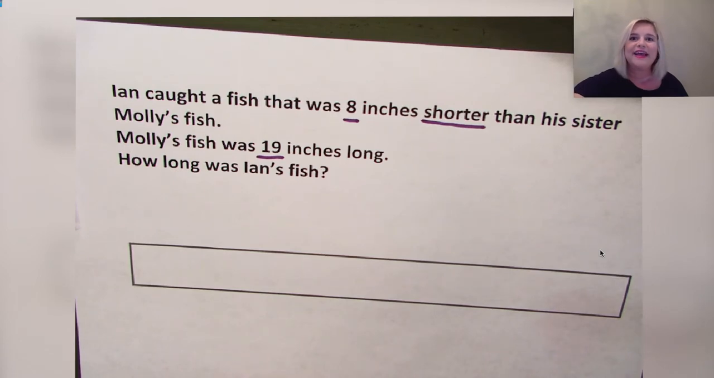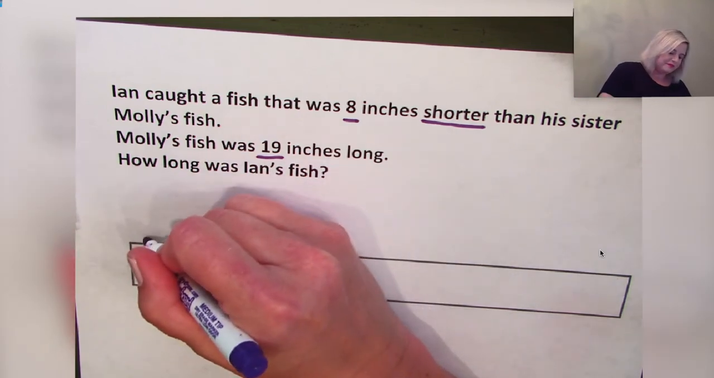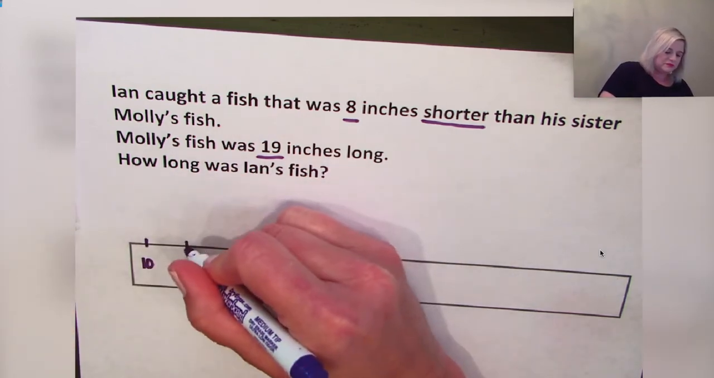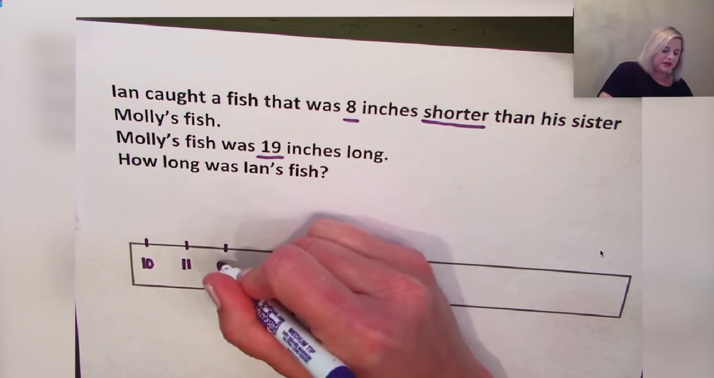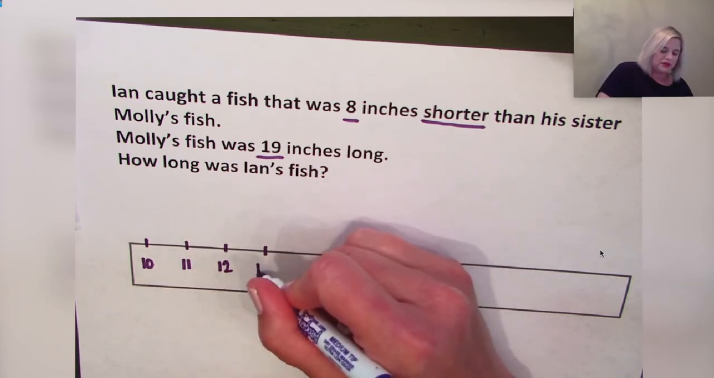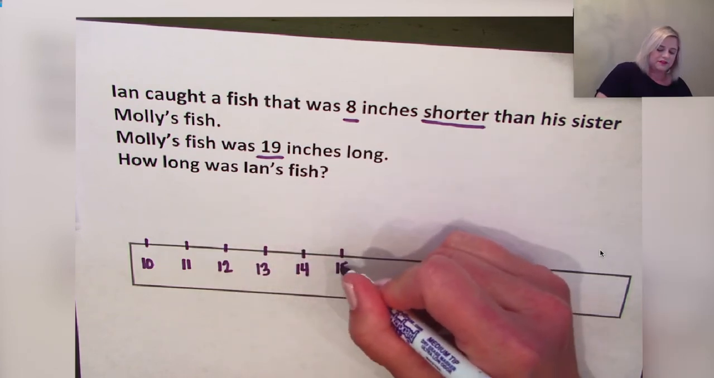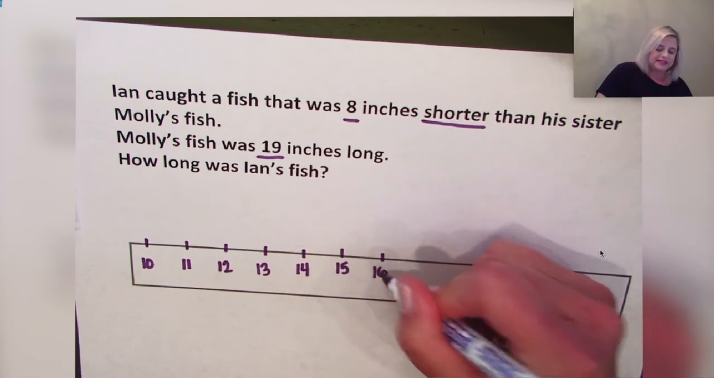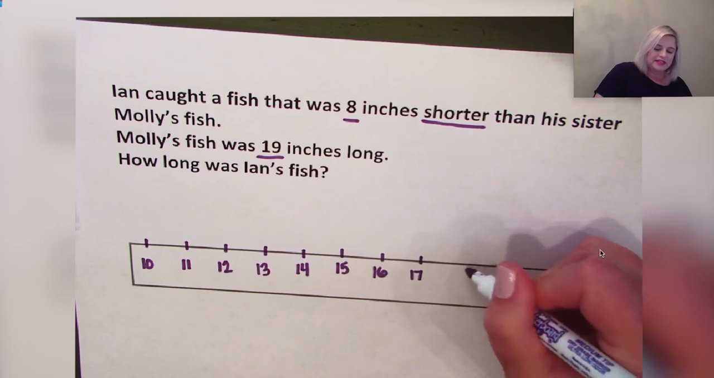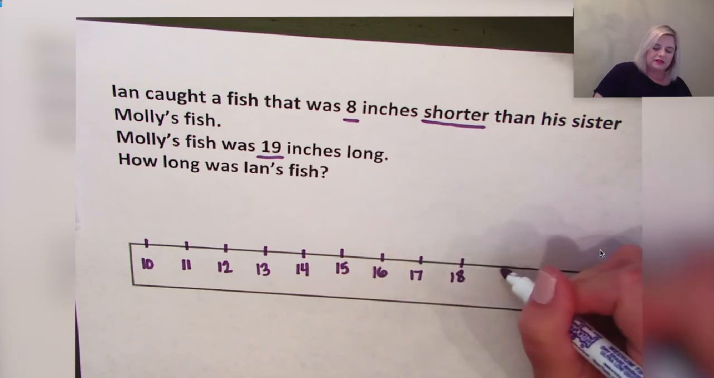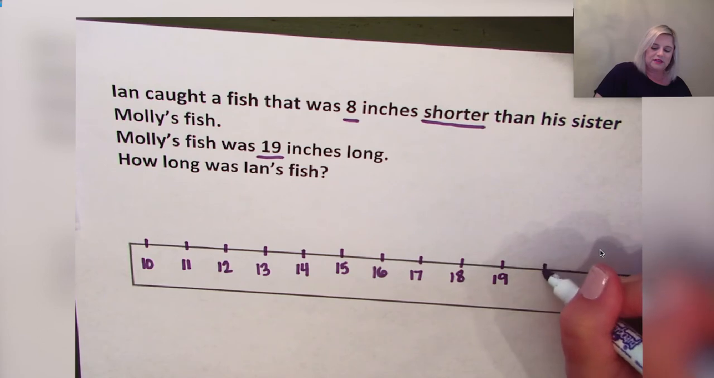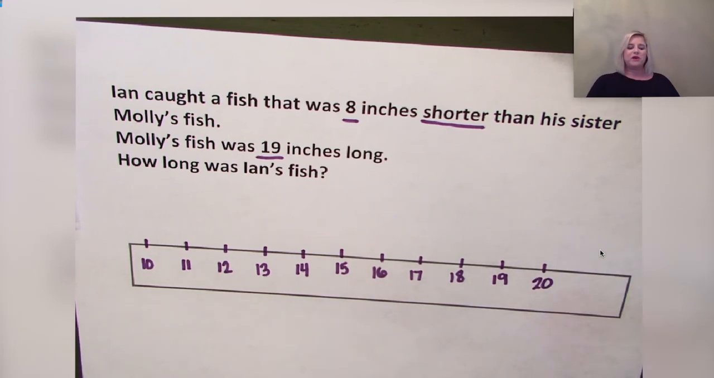So go ahead and draw a ruler, and we are going to be putting 10 dashes. Let's label the first dash 10 and then continue. 10, 11, 12, 13, 14, 15, 16, 17, 18, 19, 20. Let's compare our models.